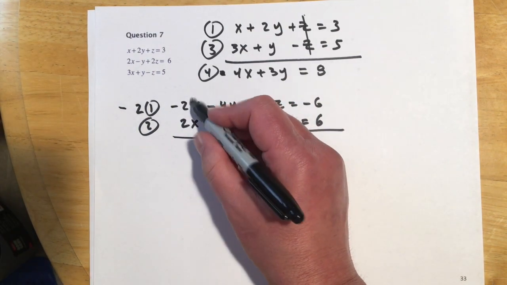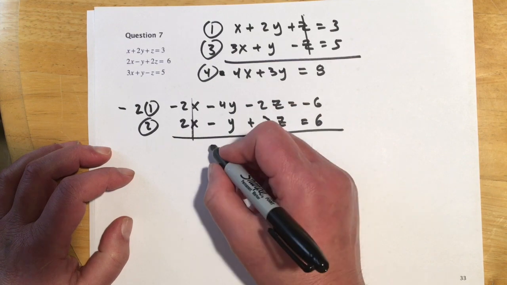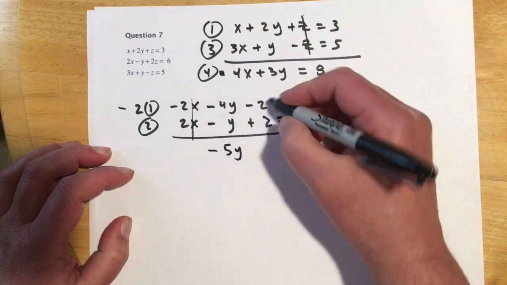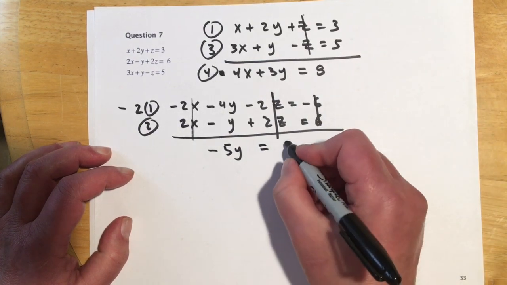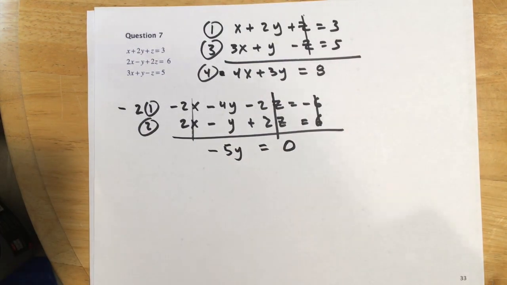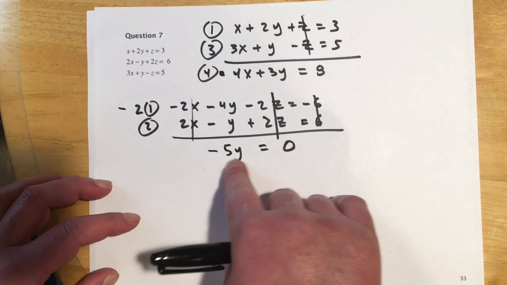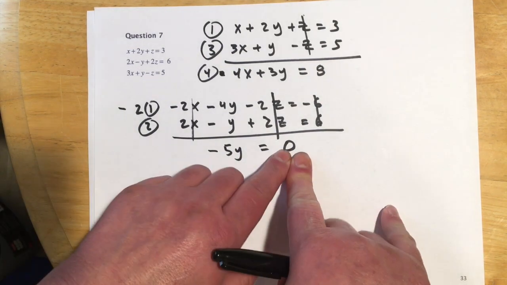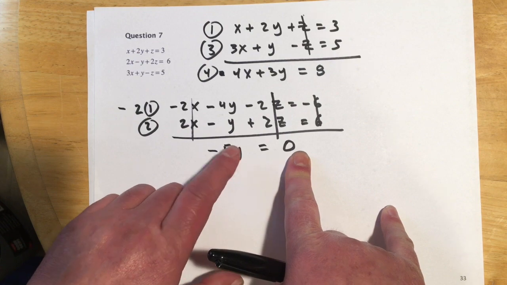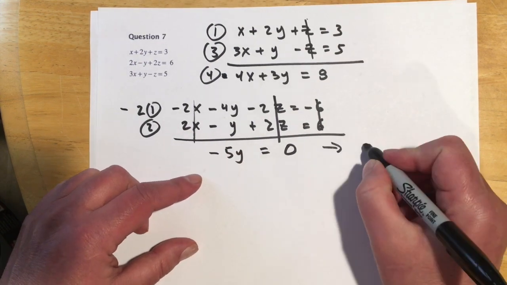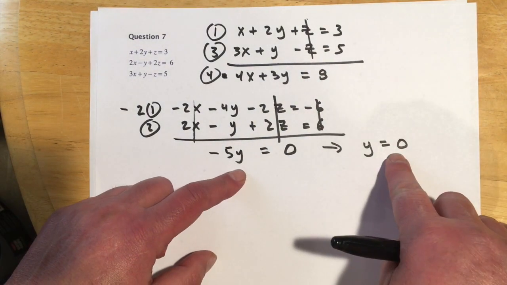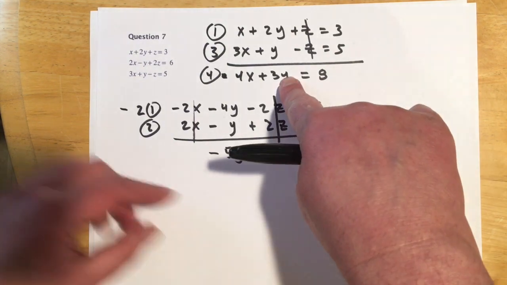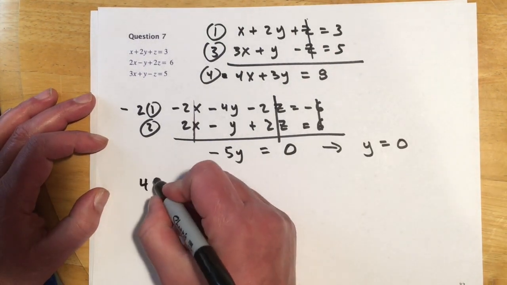So minus 2x plus 2x, those are gone. Minus 4 minus another 1 makes minus 5y. Minus 2 plus 2, those are gone. Minus 6 plus 6, those are gone. So that's not a no solution. It's negative 5y equals 0. So when something equals 0 like that, the variable's still there, so it just means that y is 0, is what that tells us. So I don't have to solve for that next solve because I already happened to pick up an answer here. Now I can just plug that back into equation 4.